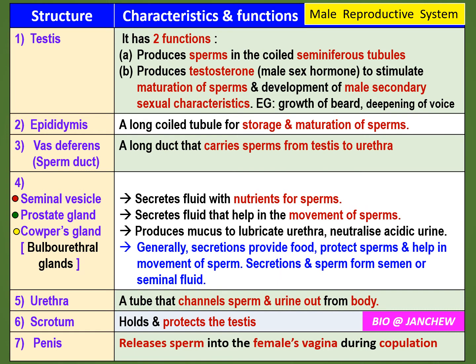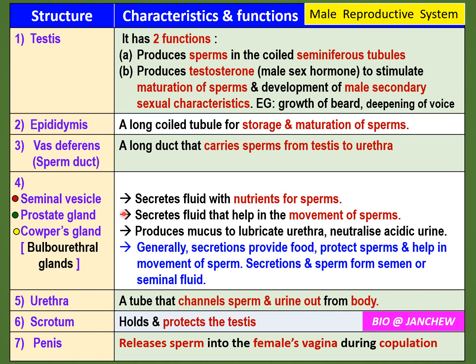So here are the notes concerning the various structures that we have discussed just now. Very quickly, there's the testes that we have mentioned with two functions: to produce sperms and also the hormone called testosterone. And then the epididymis is for the storage and maturation of the sperms. It's a long coiled tubule. Vas deferens, a long duct that carries the sperms from the testes to the urethra, and it's also called the sperm duct.